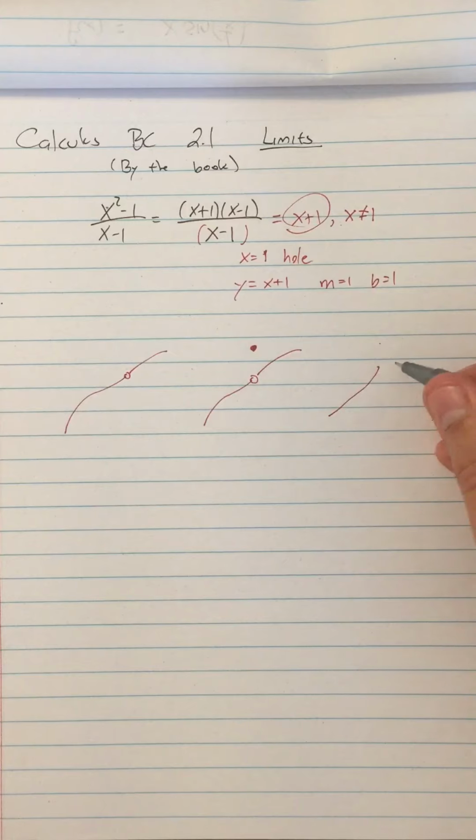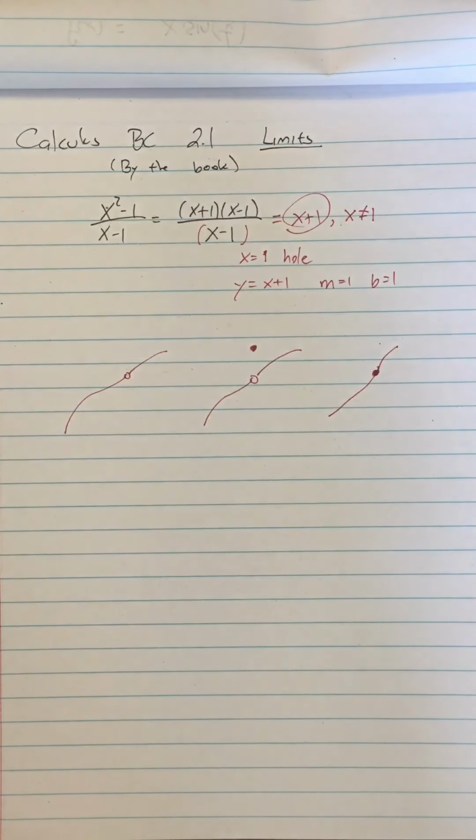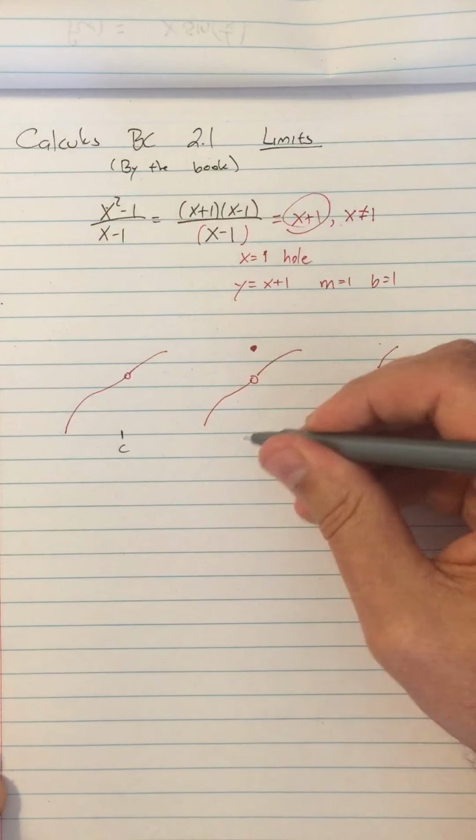All right, and then here's the other possibility. Sometimes we'll put a point there just to indicate that we didn't have a hole, but of course you wouldn't have to. And so let's say then, in a contrasting color, that this is x equals c in each case.